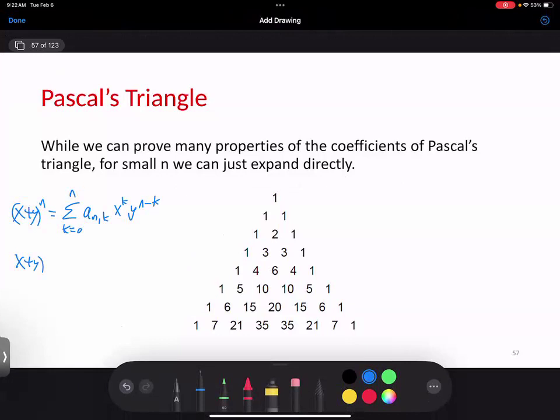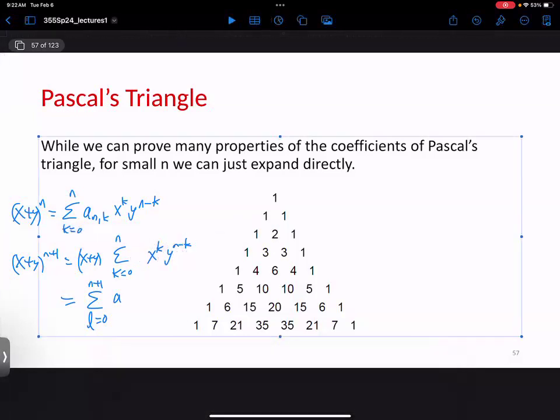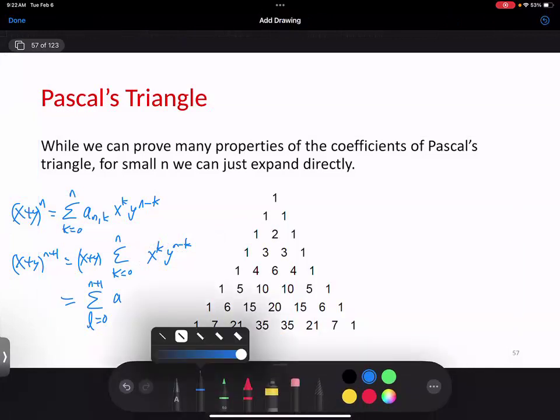And then x plus y to the n plus 1 would be x plus y times the sum, k goes from 0 to n of a_{n,k} x to the k, y to the n minus k. And then by definition, that would be the sum. I'll use a different index, l equals 0 to n plus 1. I dropped the a's. This would be a_{n+1,l}, x to the l, y to the n plus 1 minus l.